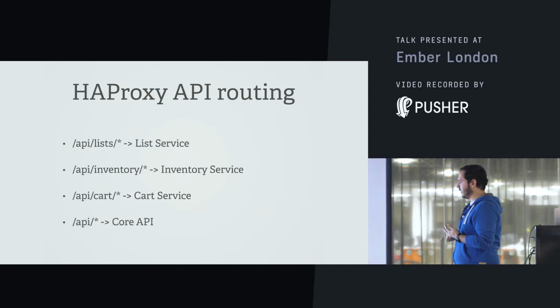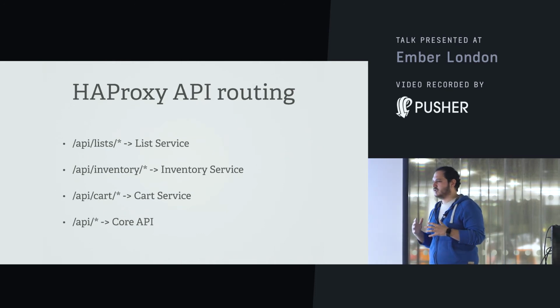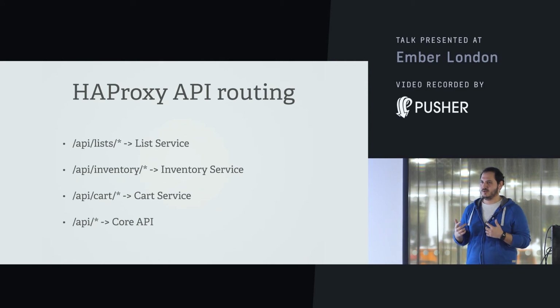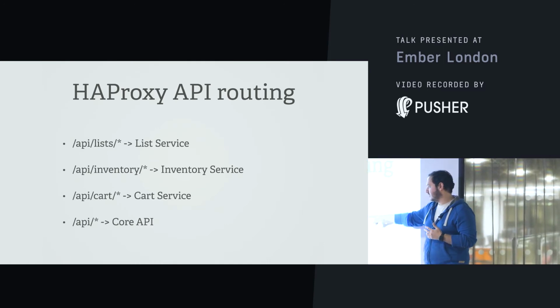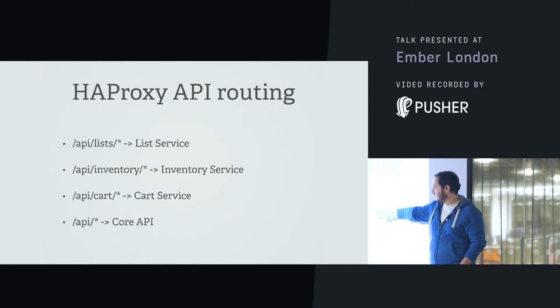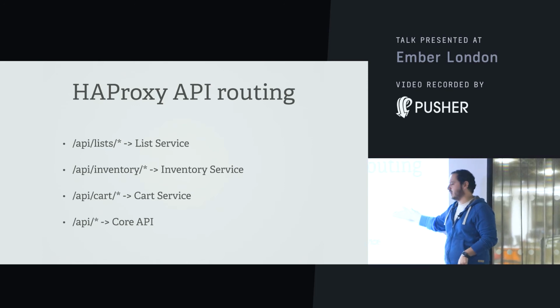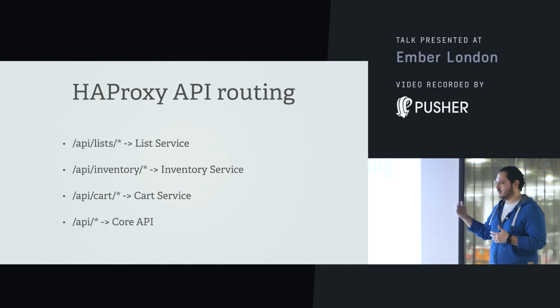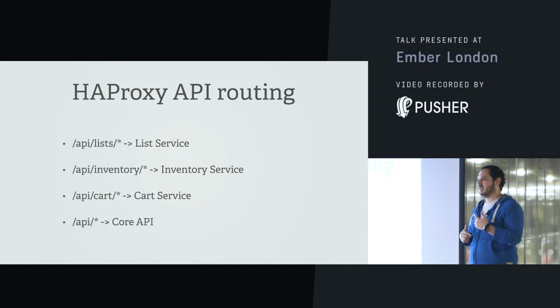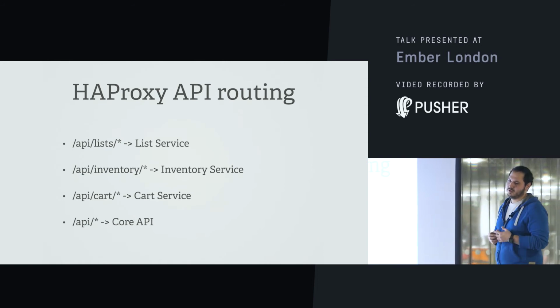So just to talk a little bit about how we actually do the redirection. Before you actually start implementing things, you need to start thinking about namespacing. If I want to start accessing the list service, we decided to namespace everything under /API/lists. For the inventory service, it's /API/inventory, similar with cart. And for anything else that doesn't match those rules, we're going to route everything to our core API service.